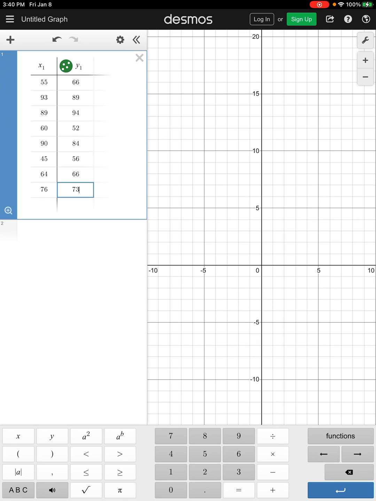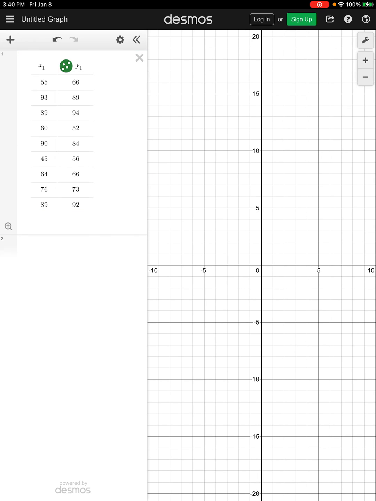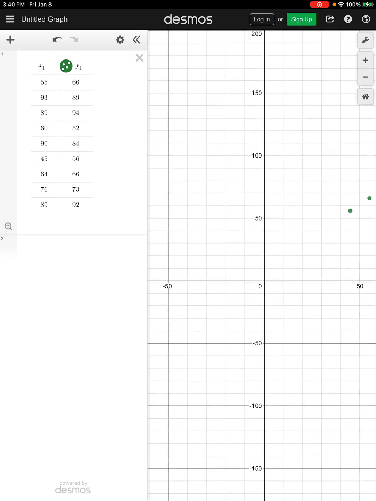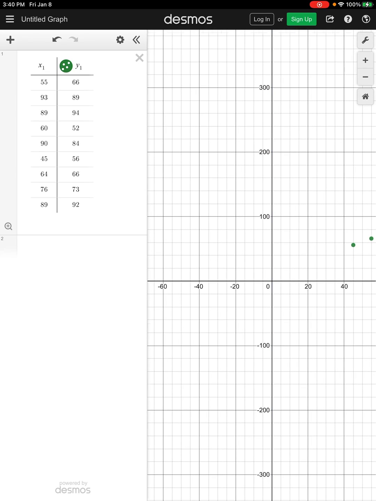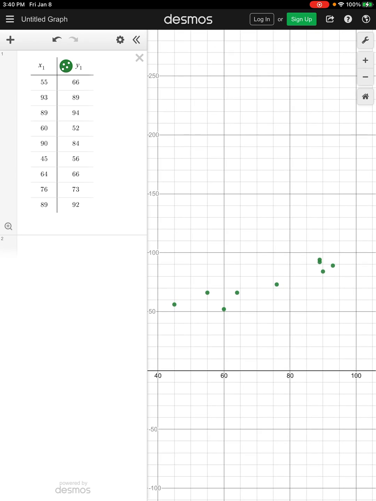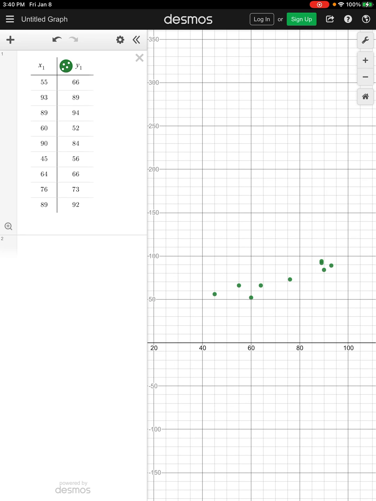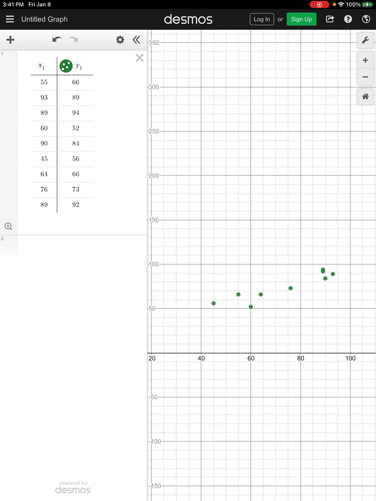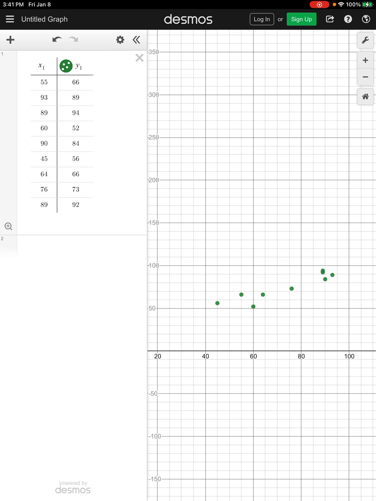76.73. And my last point is 89.92. Now remember, if you can't see your points, you can make your graph bigger or smaller. Okay, and you can move it around. So now that I look at that, if that were a perfectly straight line, it looks like it's increasing. And the dots are pretty close together.